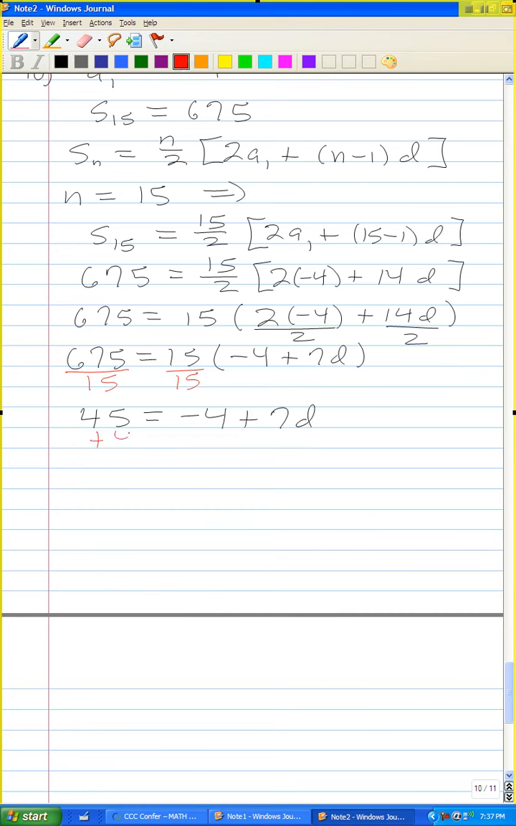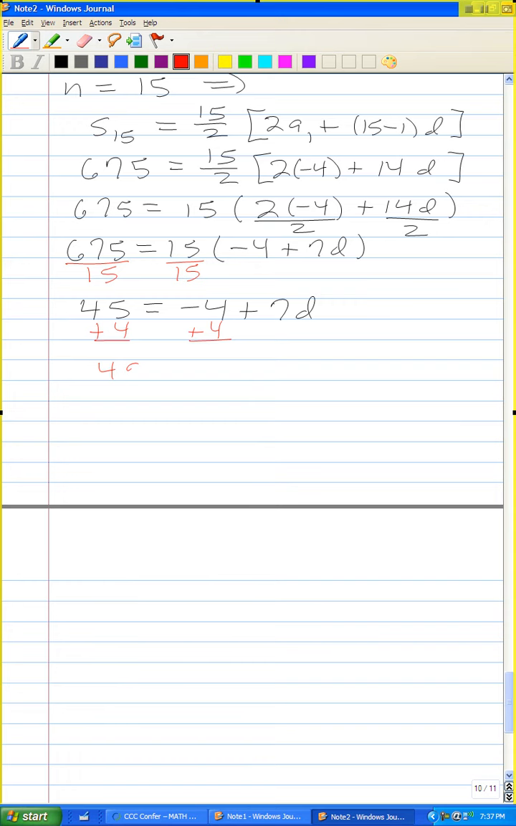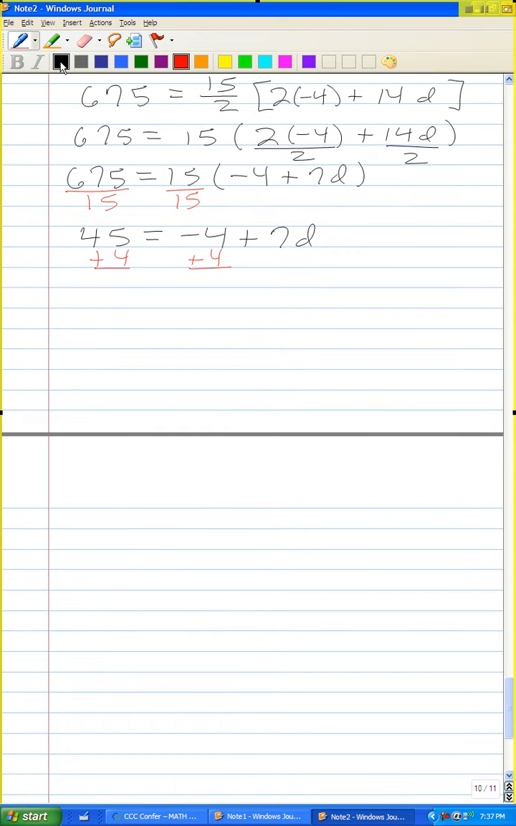Add 4 to both sides of your equation. And so 49 equals 7d. Divide both sides of your equation by 7. So d is equal to 7. Okay, good. And so now I can figure out the general term here for the sum.